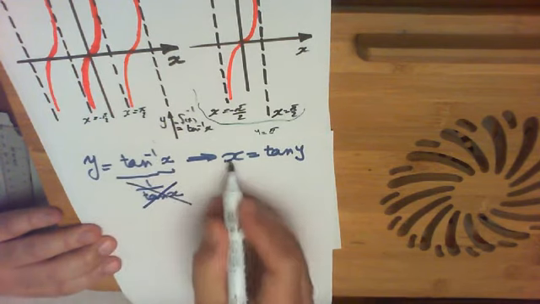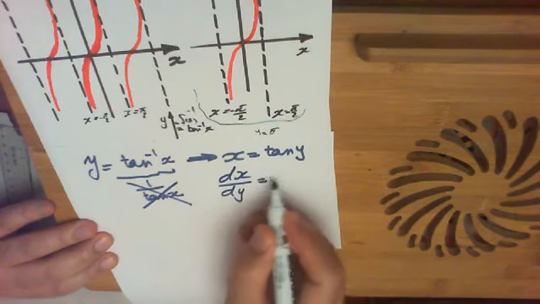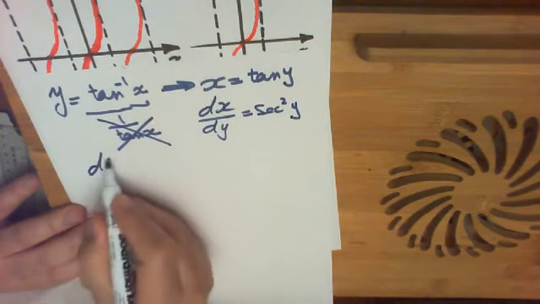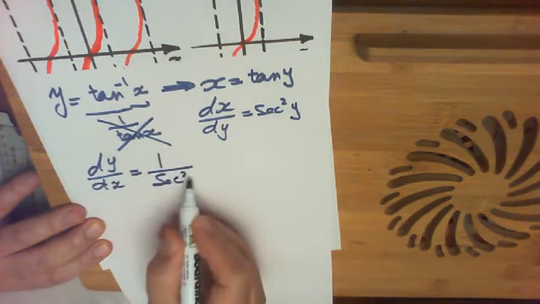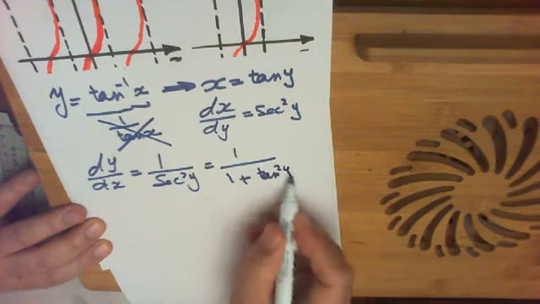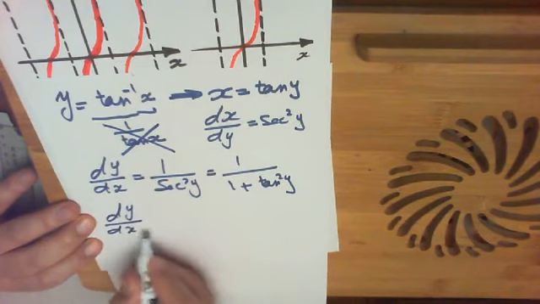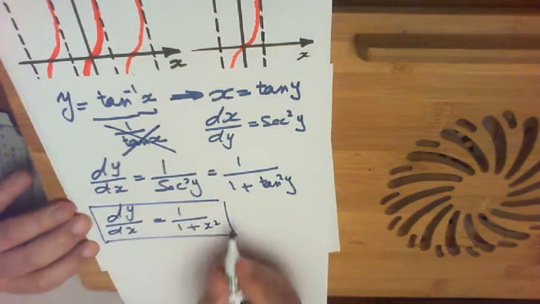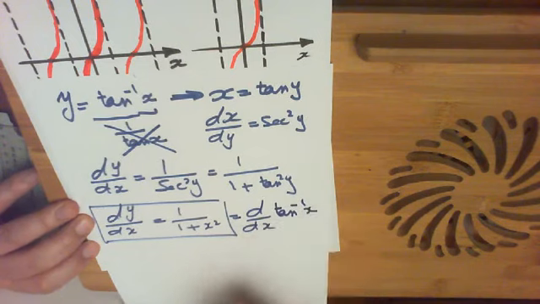Now, x equals tan y. This means dx by dy equals sec squared y. Okay? So dy by dx equals 1 over sec squared y, which is 1 plus tan squared y. But tan y is x. So dy by dx equals 1 over 1 plus x squared. This is d by dx for tan minus 1 x.